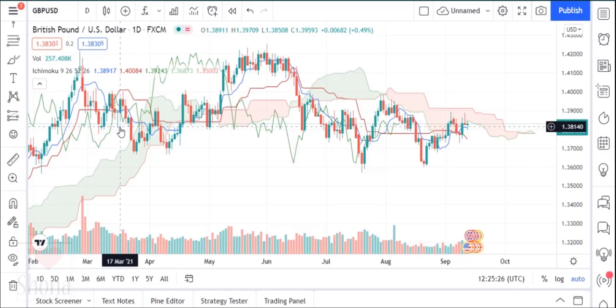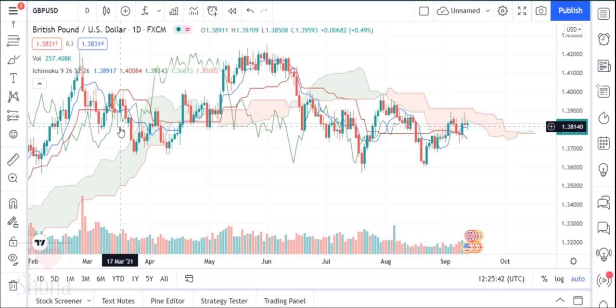Now let's talk about each of these lines. We go to the settings in this part. In the inputs bar, you can change these numbers. We're not going to talk about it here. Now we are going to talk about each of these lines in TradingView.